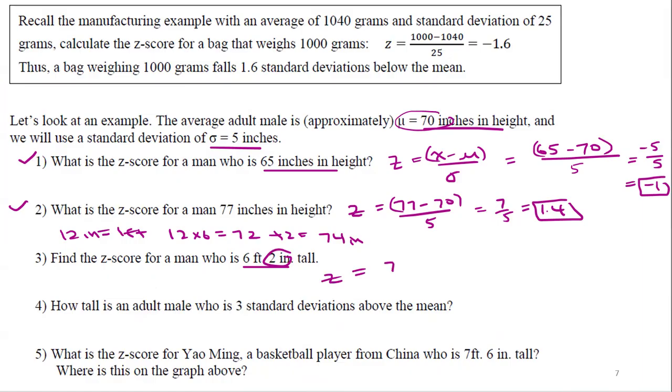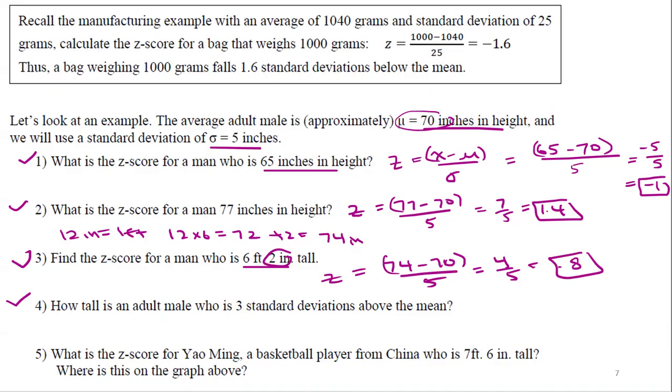So for this problem, we just do exactly the same thing. We're going to have 74 minus 70 divided by 5. That's going to give us 4 over 5, which is 0.8. All right, and then the last ones here. Number 5 is the same thing as number 3, so I'm not going to go through that.